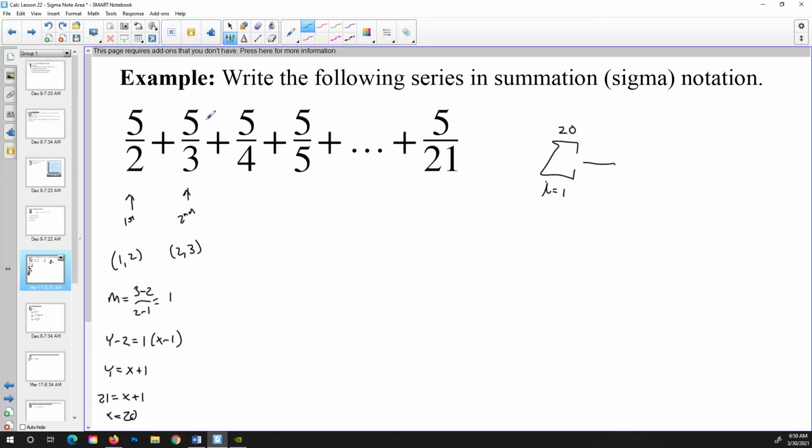Now the numerator doesn't change. It's a constant, so I'm just going to make it a constant. The denominator changes, and we've already come up with an equation for that denominator changing. Now I can't use x because my index of summation is i, so I am just going to change that to i plus 1, and we'll put a box around that, and we'll be done.